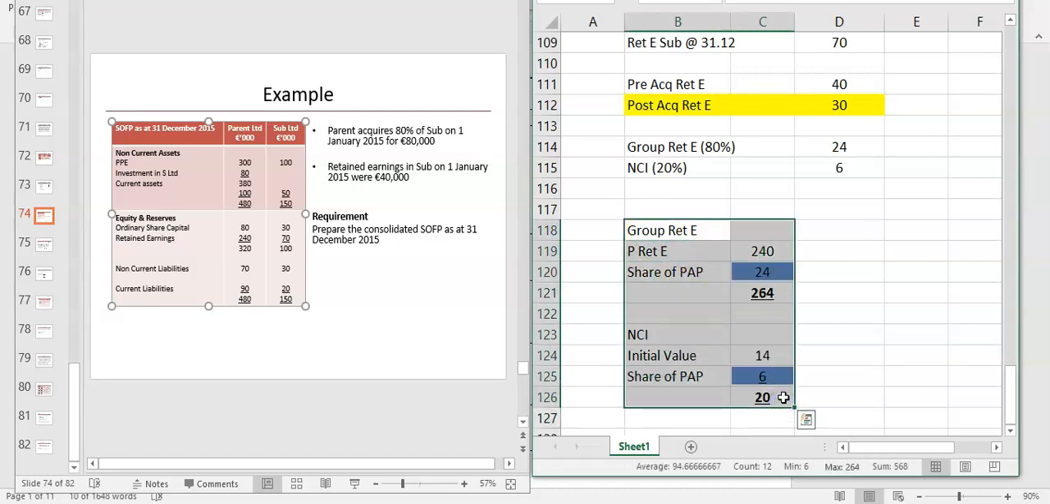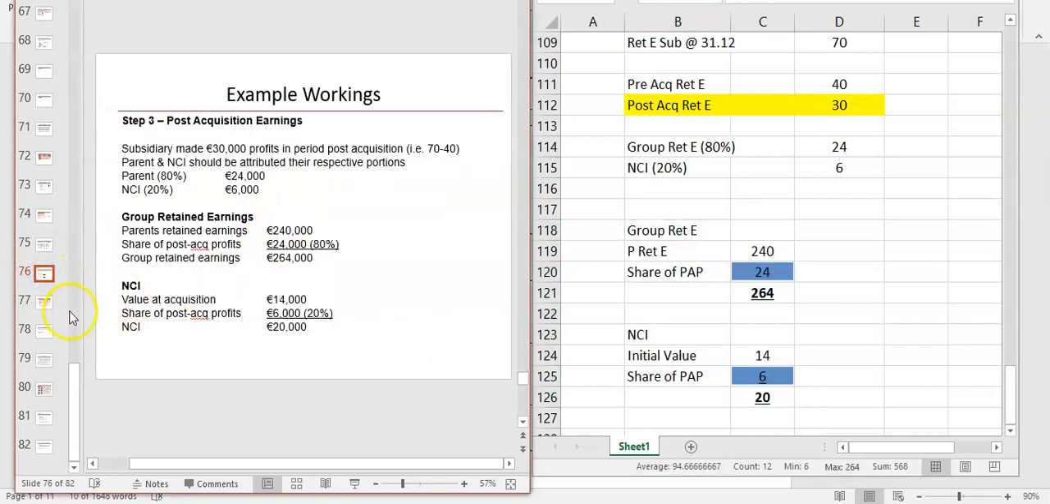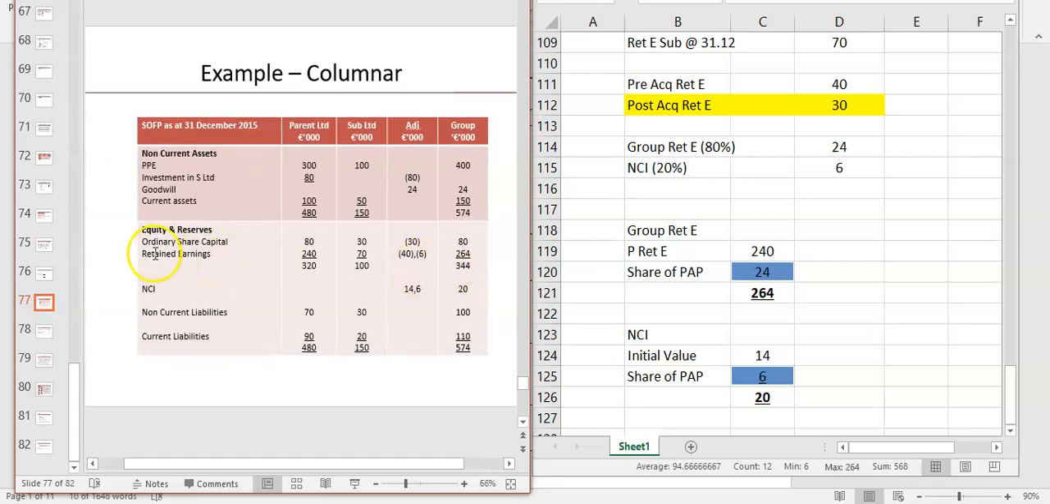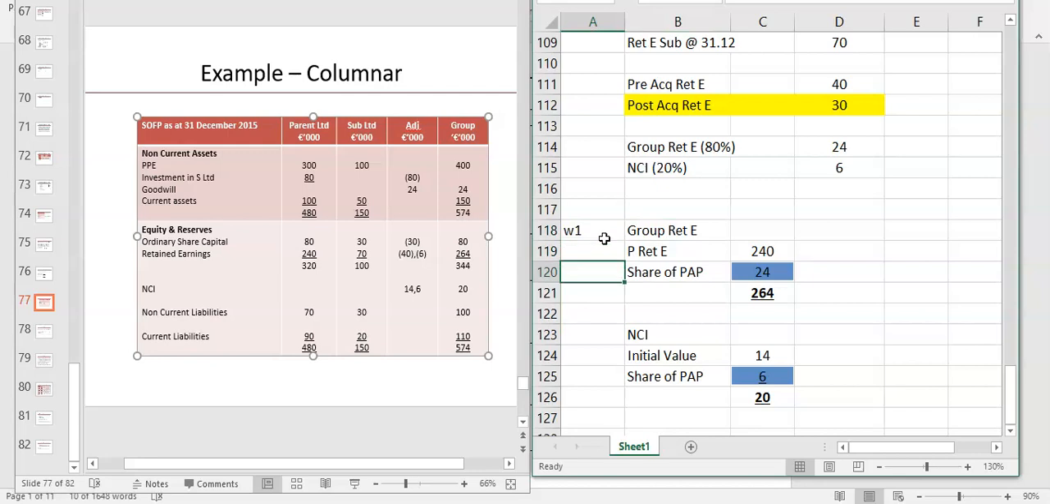And I would always take that approach. Don't try and do a column structure like you see here. It's fine for one or two, but when you get to more exam level questions, you won't be able to fit all the adjustments in group retained earnings, and you won't be able to fit all the adjustments in NCI. It's better to call them working 1 or working 2 because you'll have a lot more adjustments going on.